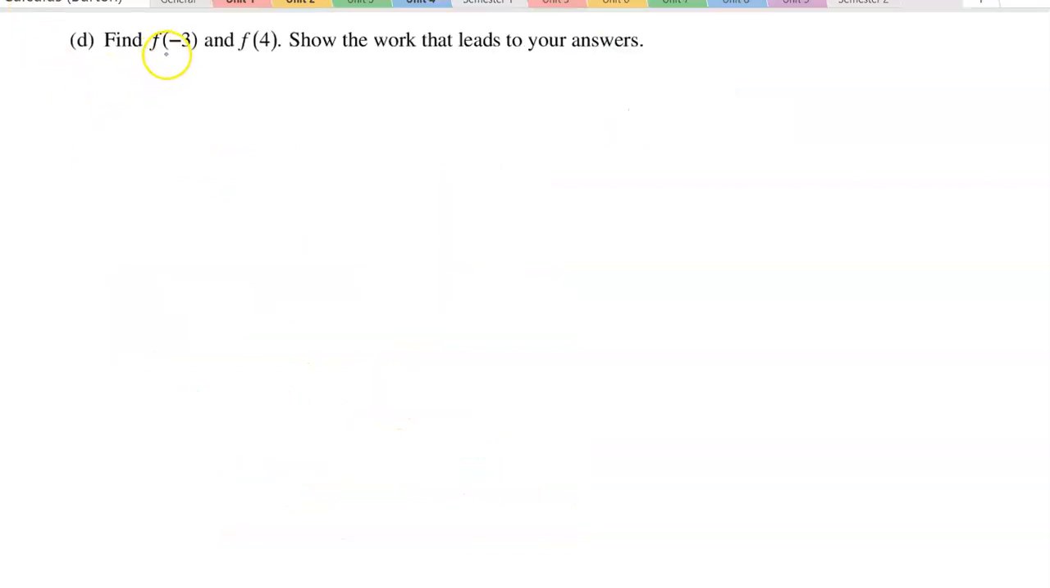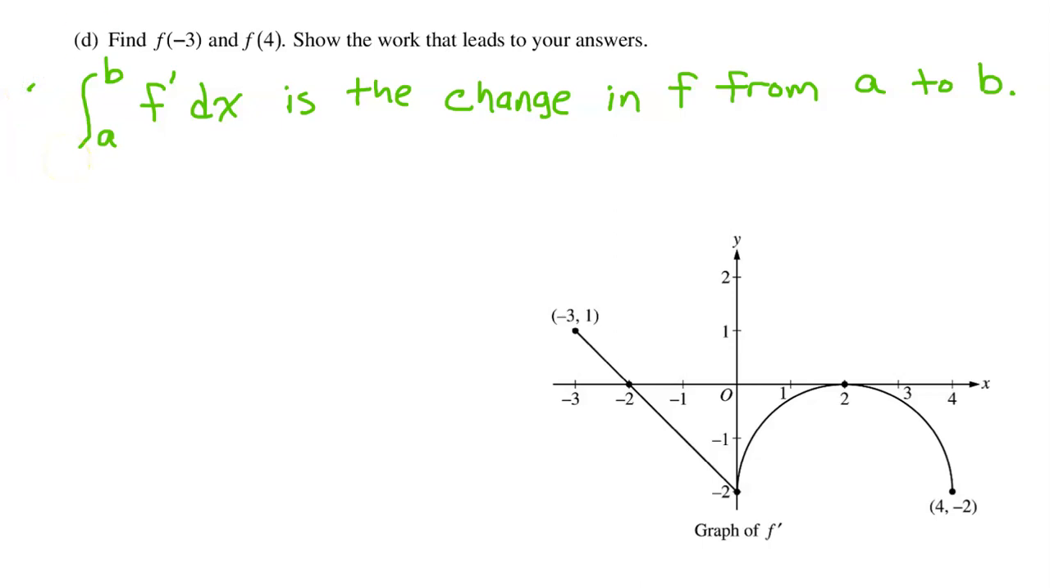Part D. Find f of -3 and f of 4. Show the work that leads to your answers. Here is the first key concept that you need to know in order to solve this problem. The integral of f prime from a to b is the change in f from a to b. Let's consider the change in f from -3 to 0. So I have a starting value and an ending value. So in this case, the starting value of f is f at -3.